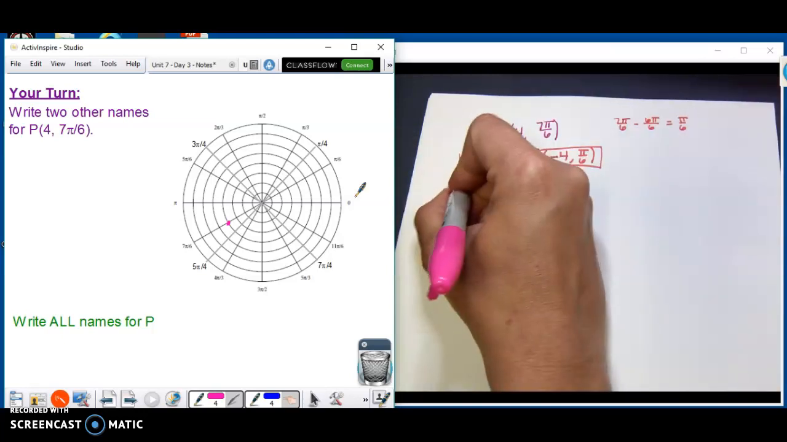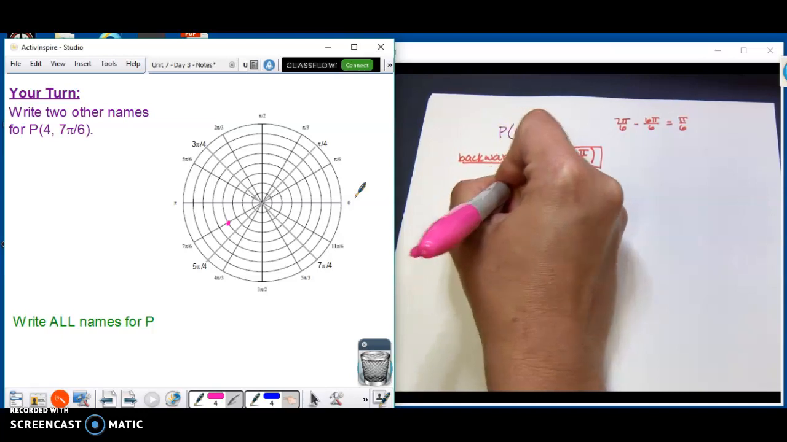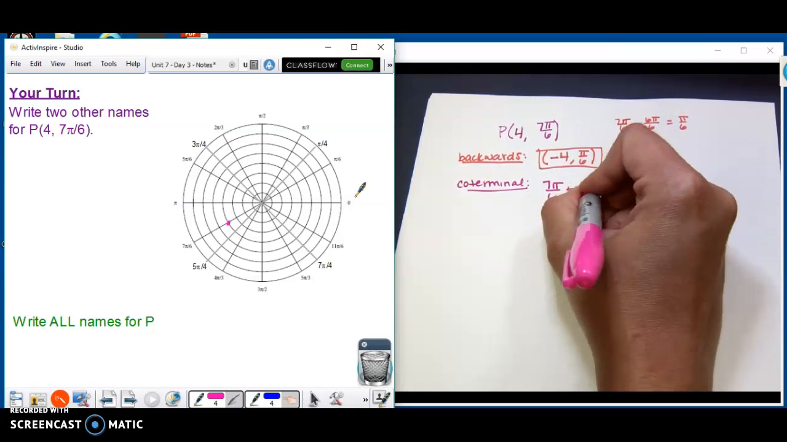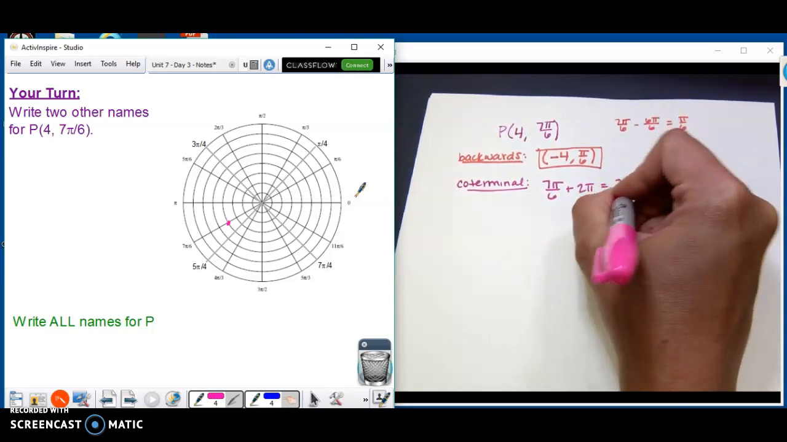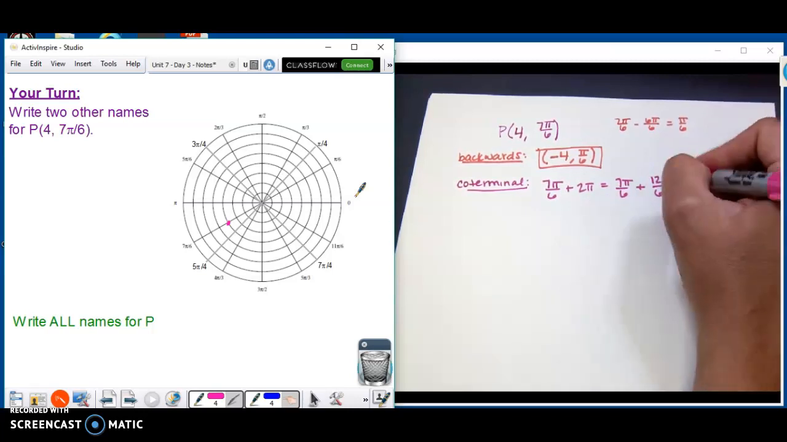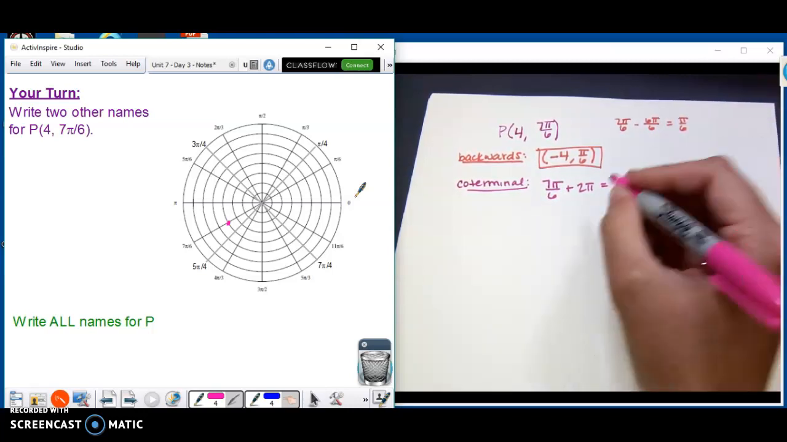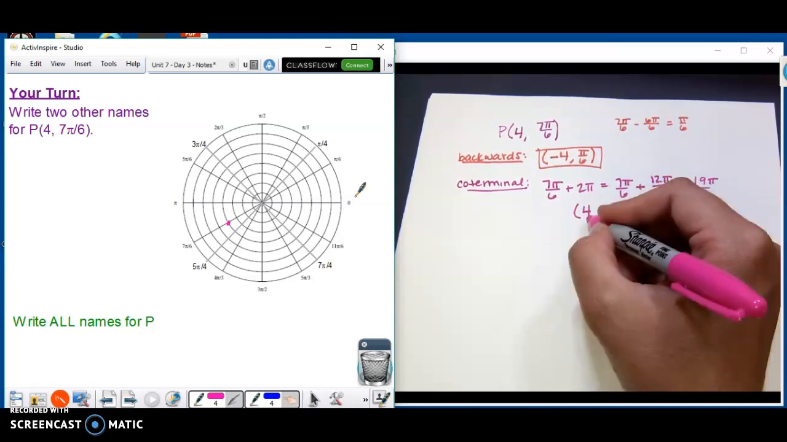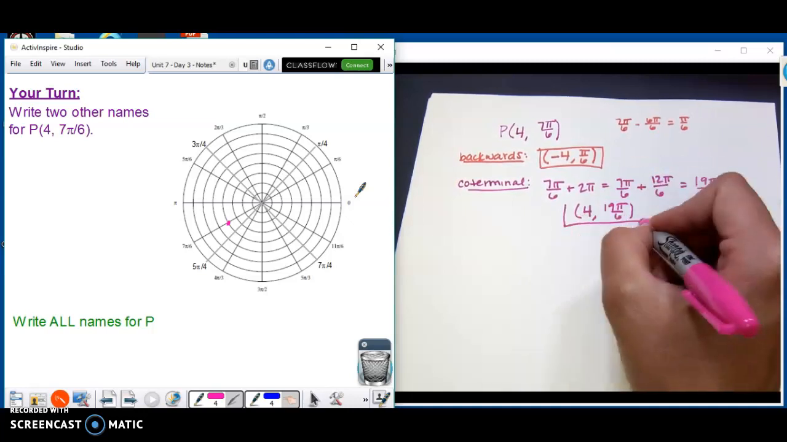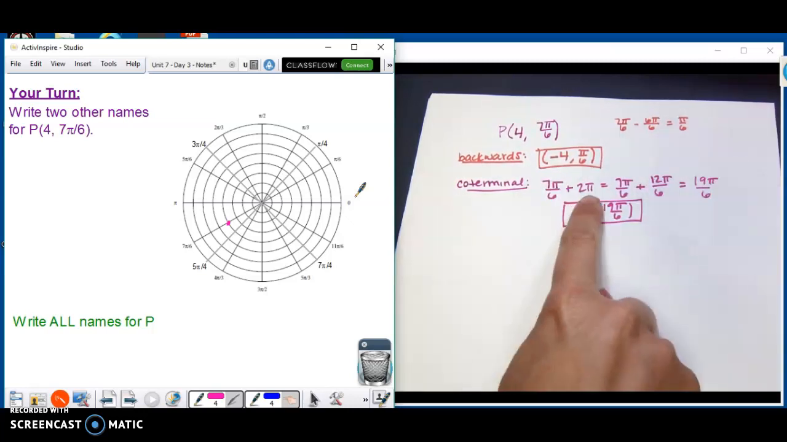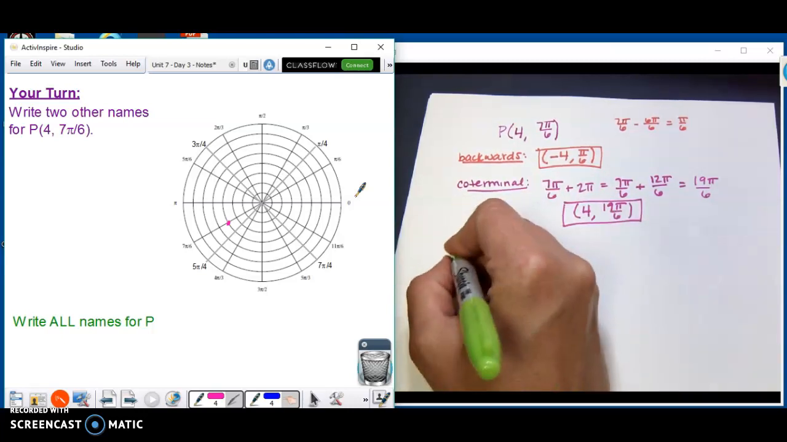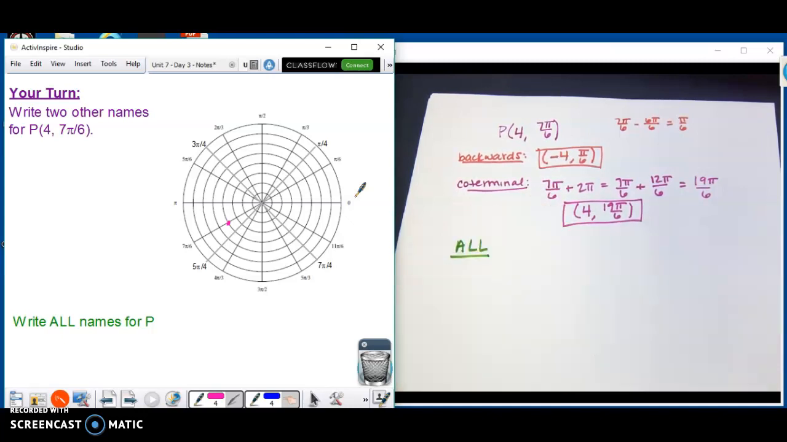If we want to do one that's going to be coterminal, I could take my 7π/6 and add 2π, so I could say 19π/6. So another point could just be positive 4, because we're just doing the coterminal one, 19π/6. That could be another possible answer. If I wanted a different one, I could have subtracted 2π instead, or I could keep going on forever. So then it wants us to give all the possible names for P.